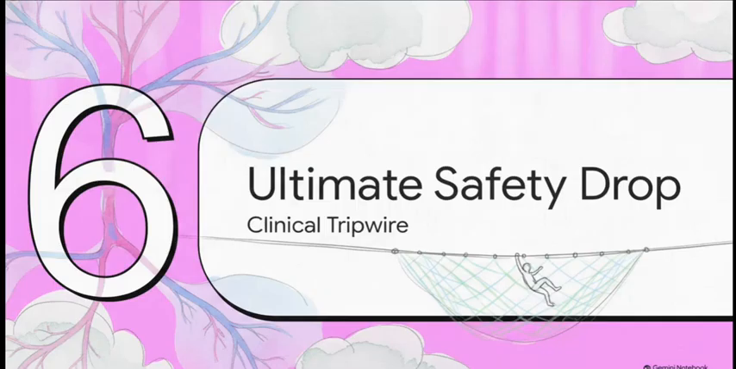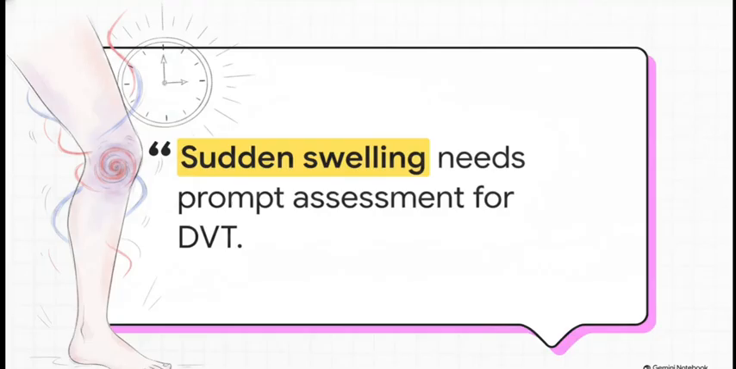And that brings us to Section 6, the ultimate safety drop, your clinical tripwire. As we wrap up this explainer, we absolutely must address the ultimate safety tripwire in our investigation. If you take away nothing else today, please remember this most critical safety point. A suddenly swollen, painful leg demands immediate diagnostic action to rule out a blood clot.